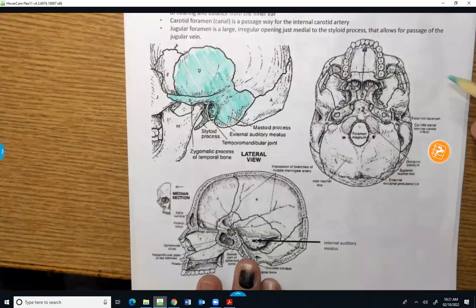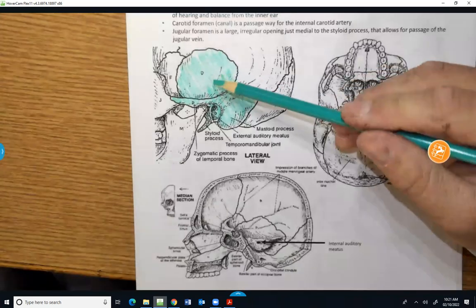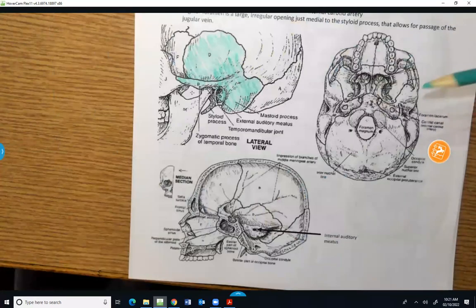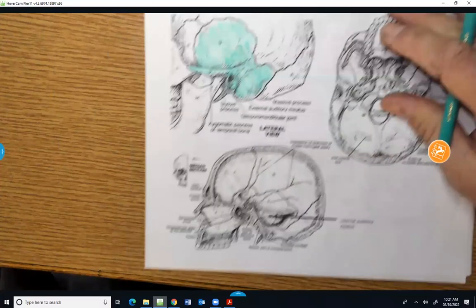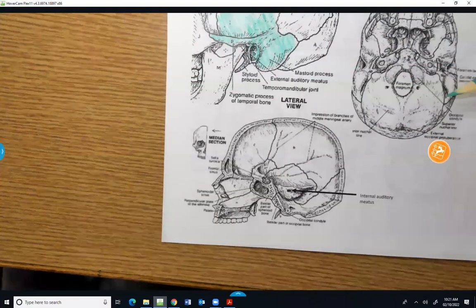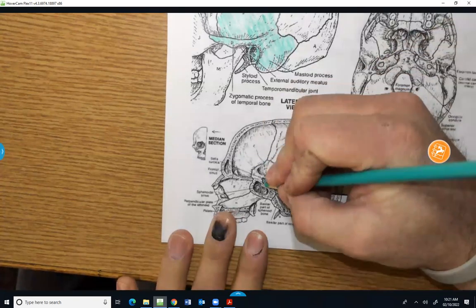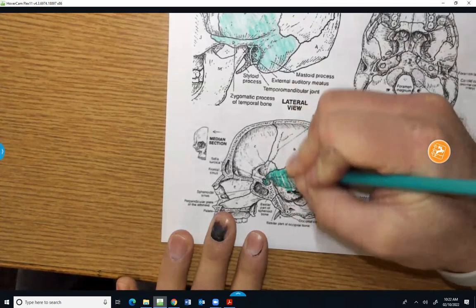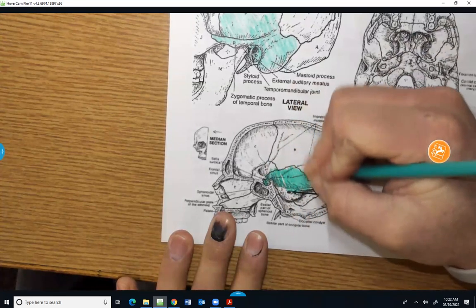Get a nice view. This is just a lateral view zoomed in from the picture that we just talked about. We're just zooming in right here. Down here, we see that same image as what we just saw on the previous page, where we're looking at the interior of the skull from the medial view, I should say.